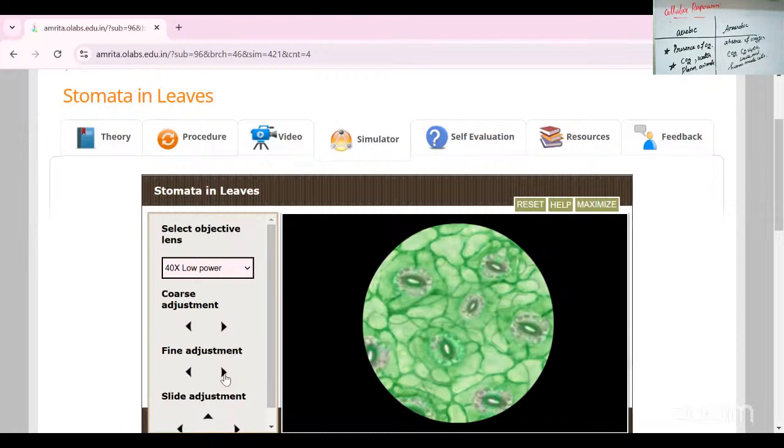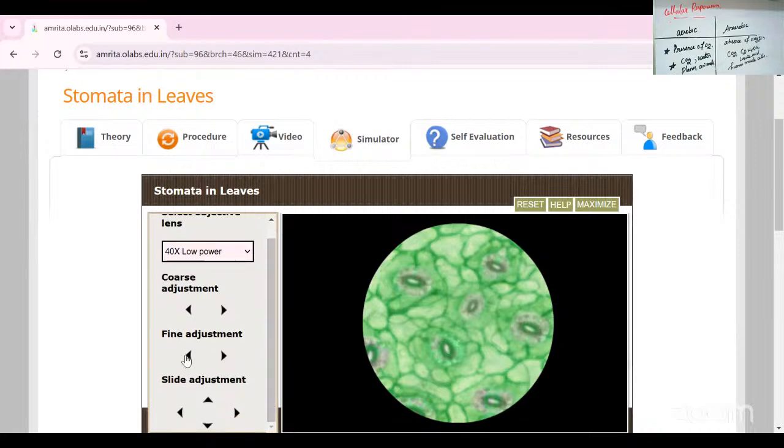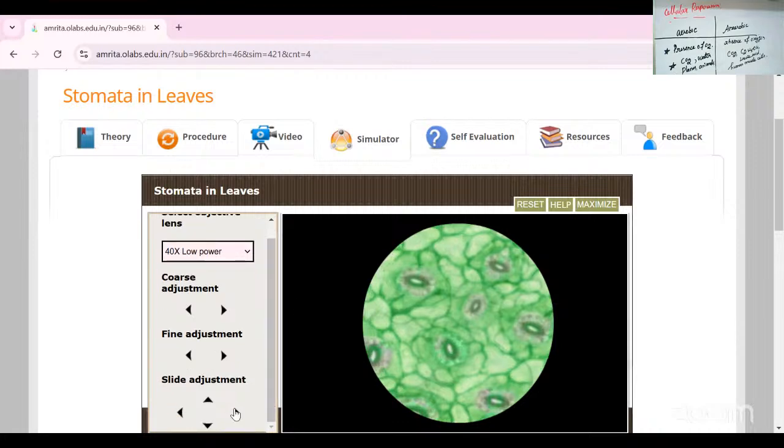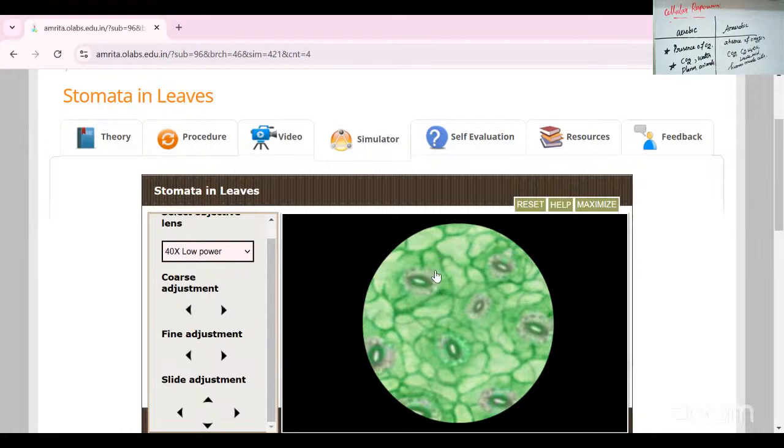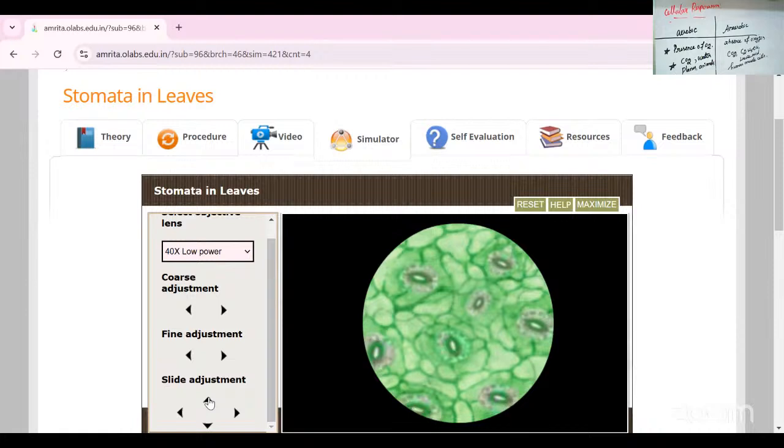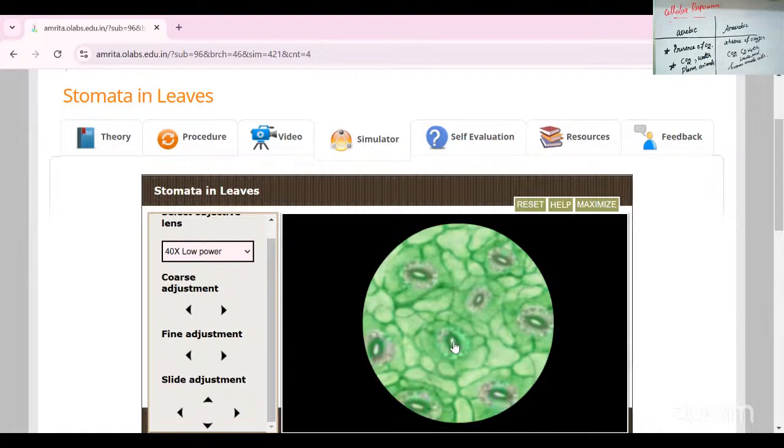So, is it clear, ma'am? Yes, this is the stomata part. Stomata means the holes; tiny holes are present in the leaf. This tiny part is called stomata. With the help of the stomata, the air is circulated as well as the water is evaporated in this area. Okay. And next one.